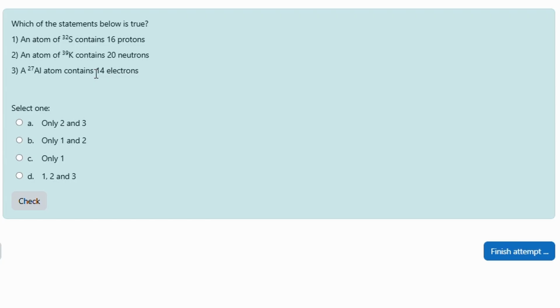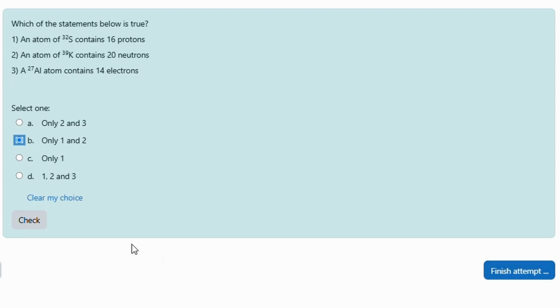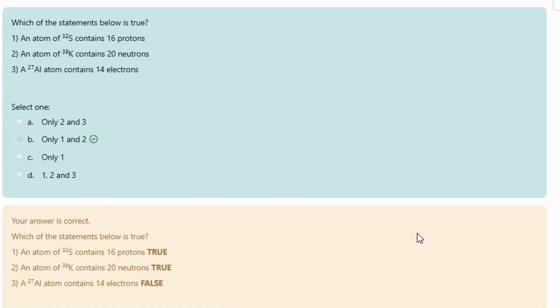Aluminium has a proton number of 13. An atom of aluminium is neutral, so an atom of aluminium will have 13 electrons, not 14. The correct response is option B, only 1 and 2.